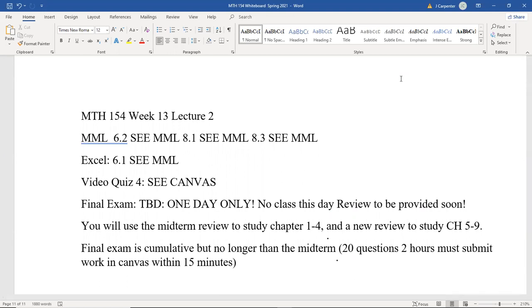Per usual, whiteboard before we get into the material. Assignments on the horizon. Homeworks from MyMathLab 6.2 and 8.1 have been completed, so no surprise there. We will finish 8.3 today. We're actually going to keep things a little briefer today before we get into chapter 9.